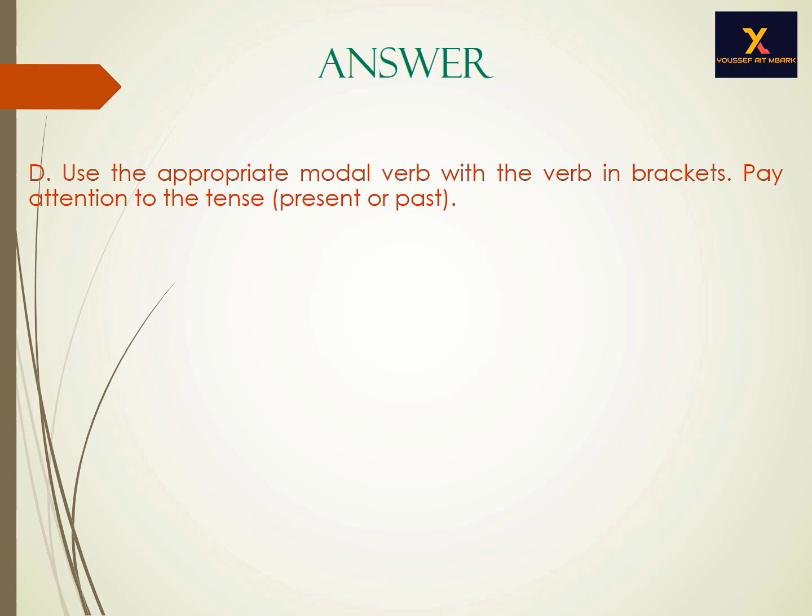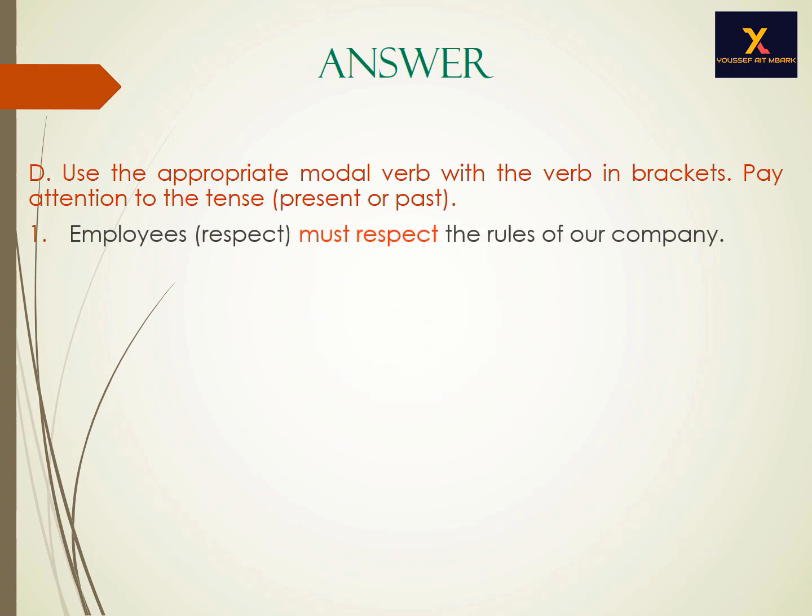Let's correct. Sentence 1. Employees must respect the rules of our company. Now, when you are given instructions, normally you have to use the present. We have here must plus respect, which means that the verb is in the present. If you want to use it in the past, we should have must plus have plus respected. Must have respected.